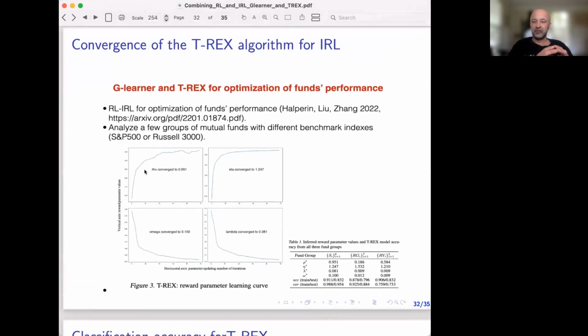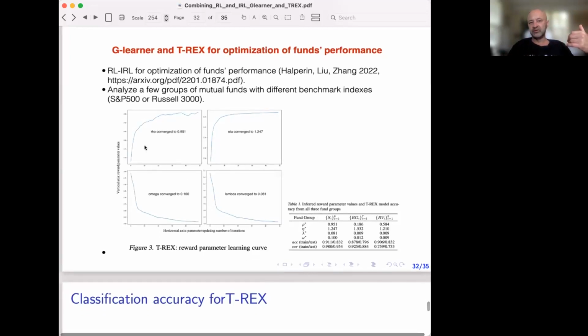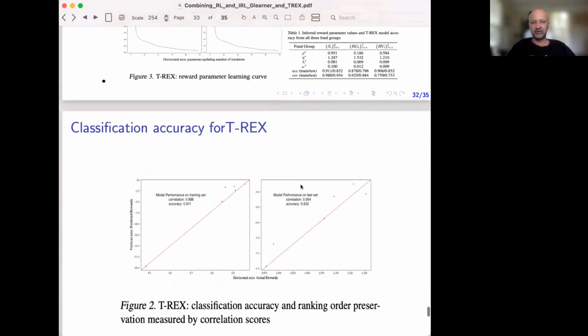We used T-REX first in order to learn collectively the best parameters of the reward function given this trading behavior. The interpretation of this step is that, in this caricature representation of reality with a somewhat caricature reward function, we try to infer and capture the human intelligence, if you wish, by fitting these parameters rho, eta, lambda, and omega, which I mentioned. And what we found is that they show nice convergence. These graphs show convergence of these parameters for the first group of funds. We find similar behavior for other funds as well.